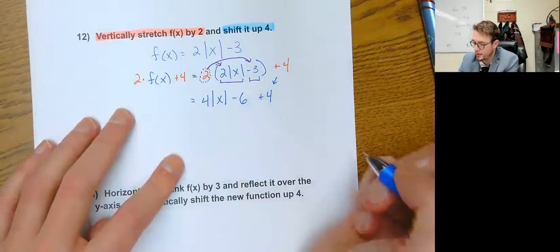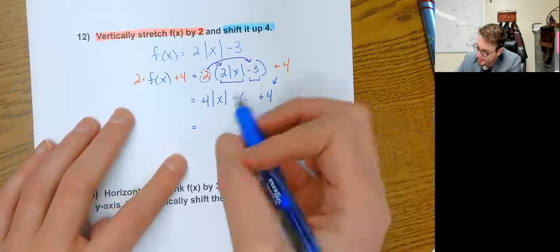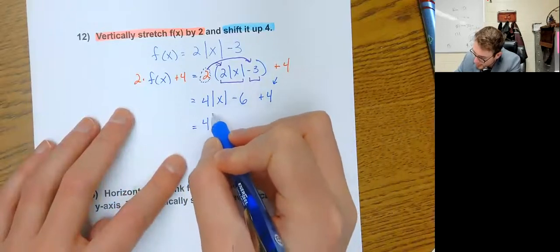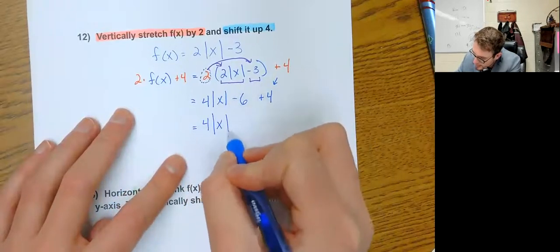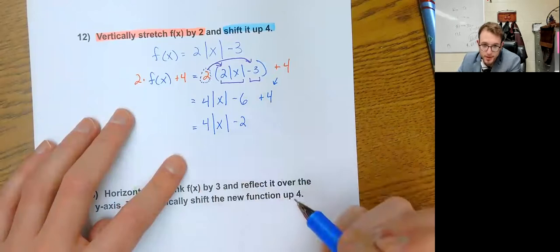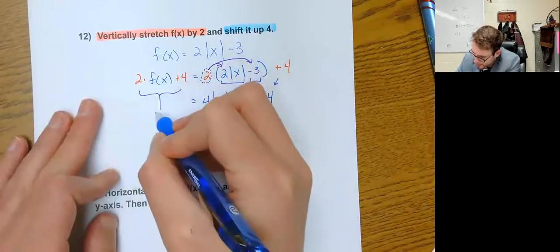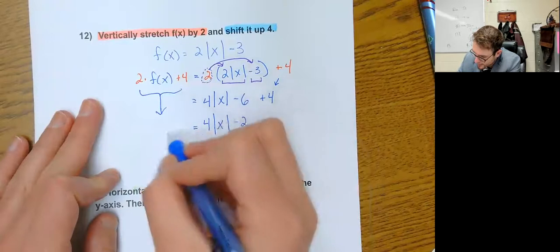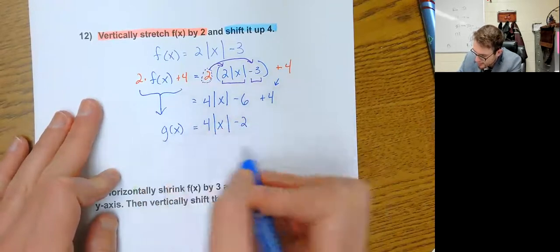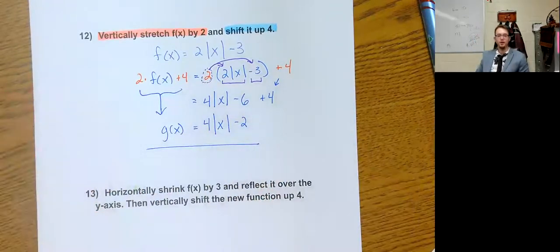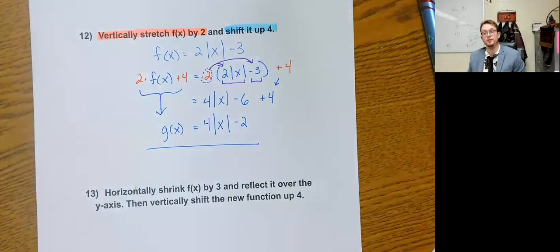All right, and then that equals 4 absolute value of x minus 2, because you combine like terms. So this whole thing has now become g of x. Voila.